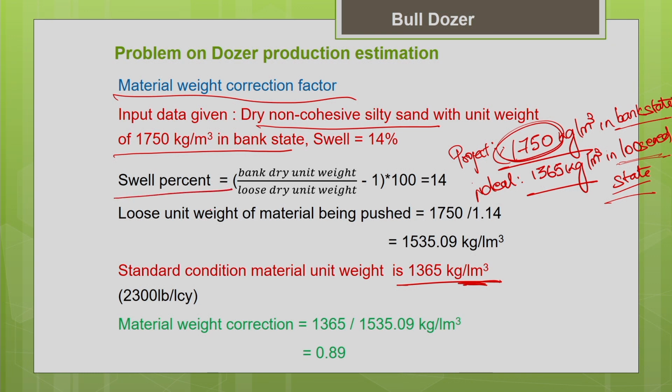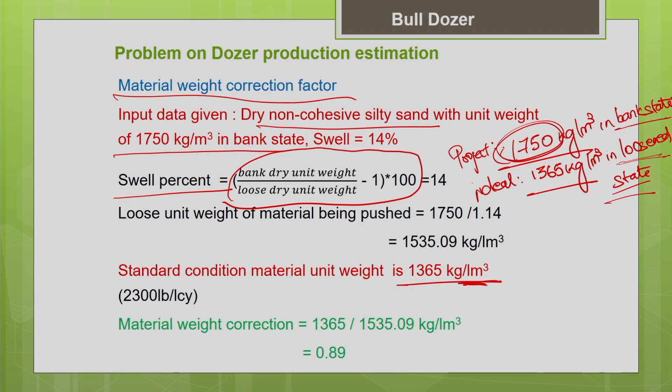Swell percentage is nothing but bank dry unit weight divided by loose dry unit weight minus 1, into 100. That gives you swell percent. So from the bank state, how much it has expanded to loosened state, that's what swell percent is. When you excavate the soil from the natural state, when it gets loosened, how much it swells or expands, that is what swell percent is. That's what is given as 14%.